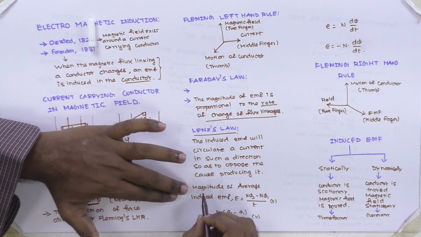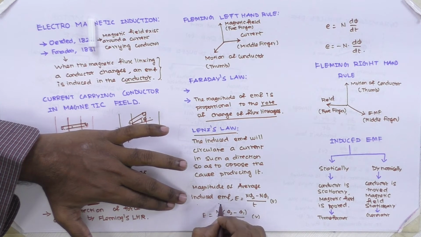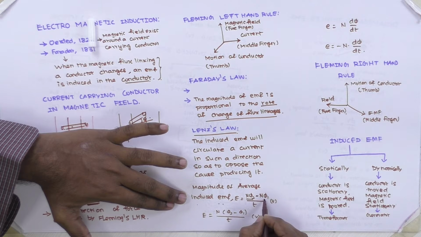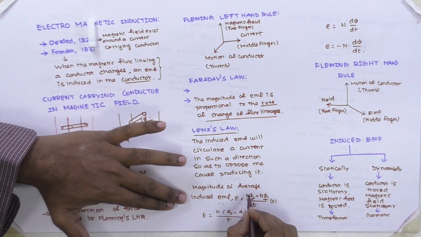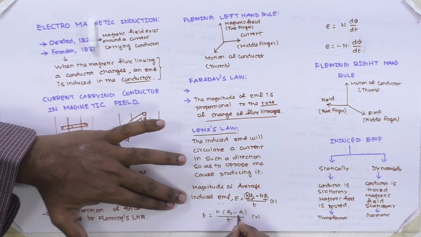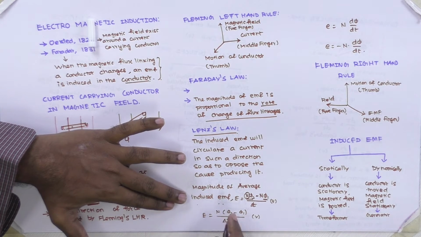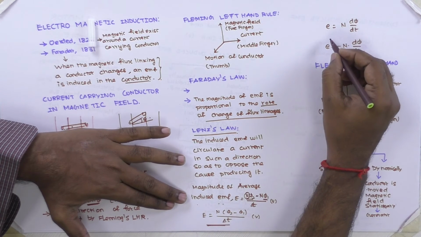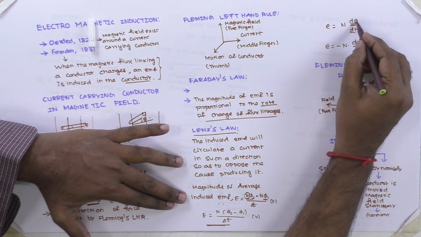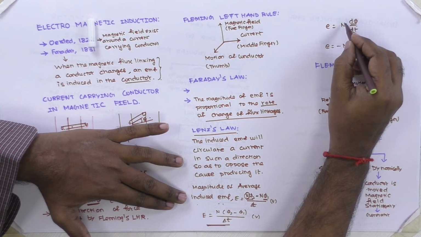From that we can write the magnitude of the average induced EMF, E equal to N phi 2, that is the final flux linkages, minus N phi 1, the initial flux linkages, with respect to time. The number of turns is a constant, so we take it outside: N into phi 2 minus phi 1 divided by del t, the change of time. In differential form, E is equal to N into d phi by dt, the rate of change of flux linkages multiplied by the number of turns.